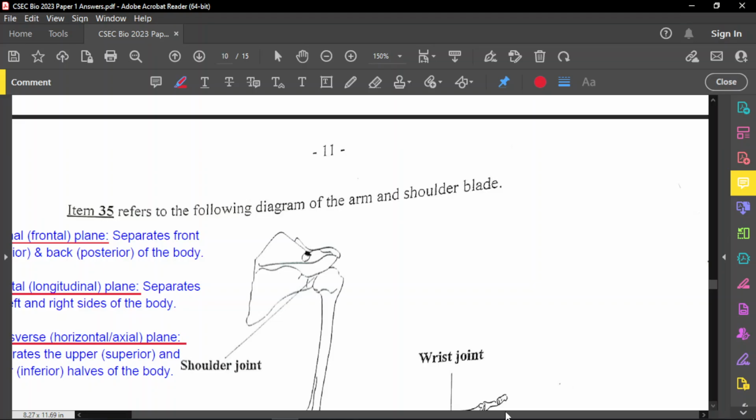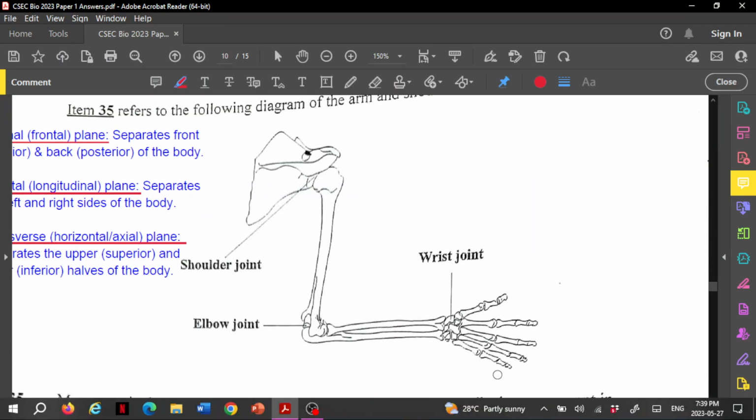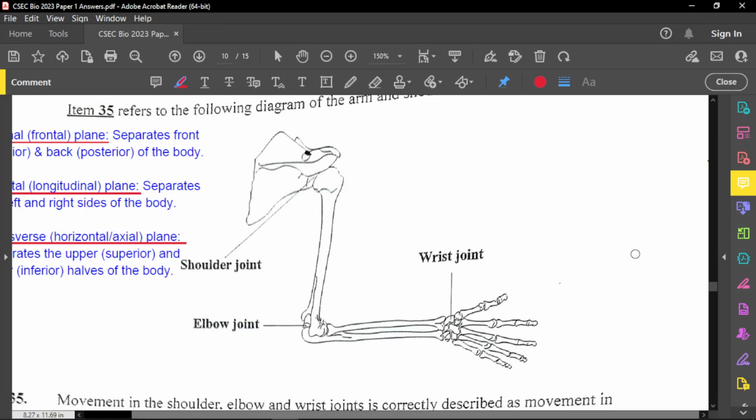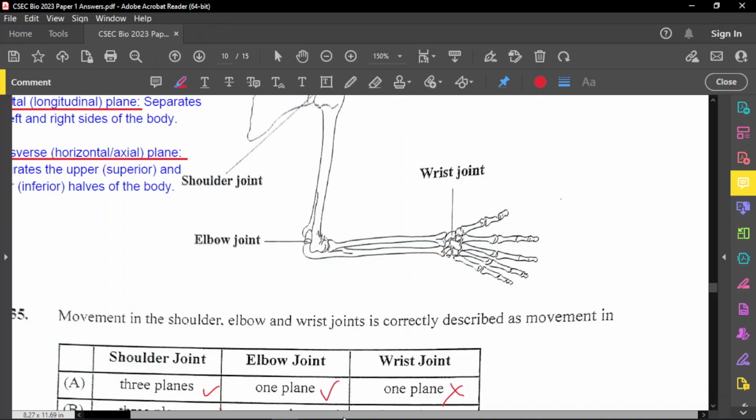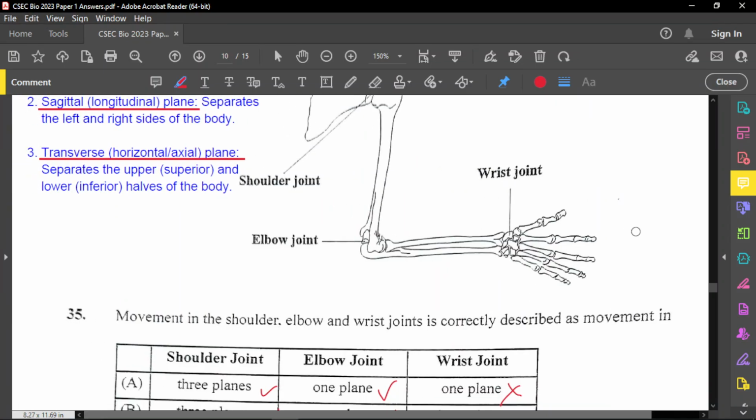Now for question number 35. Here it said item 35 refers to the following diagram of the arm and shoulder blade. All right, and so I'm going to scroll along real quick into this. I make a notation right here based on the question. I will go back to it when I go through the question itself. And it said movement in the shoulder, elbow, and wrist joints is correctly described as movement in what?